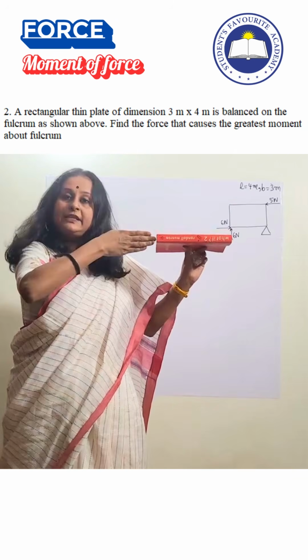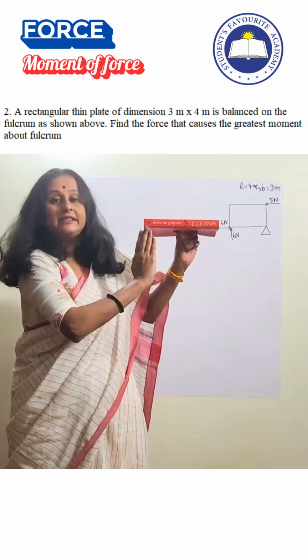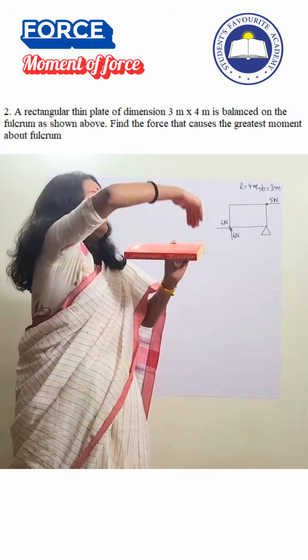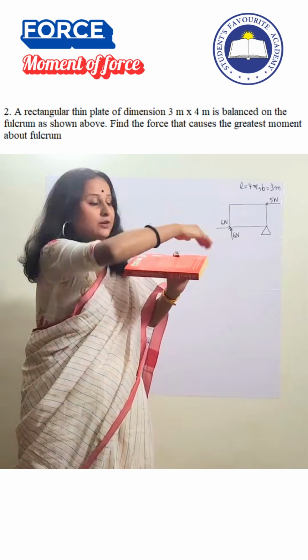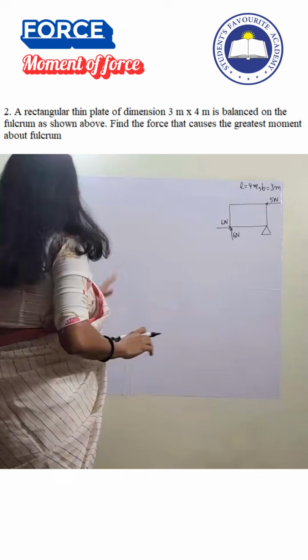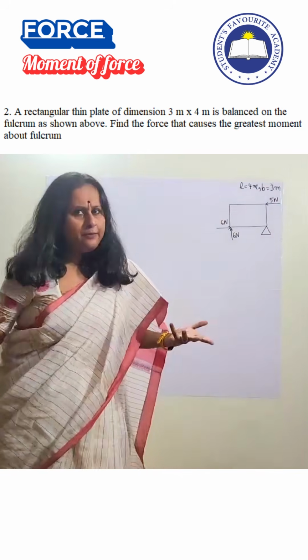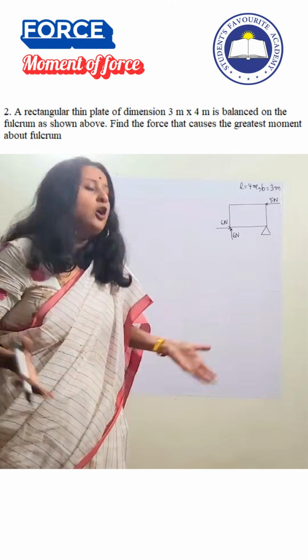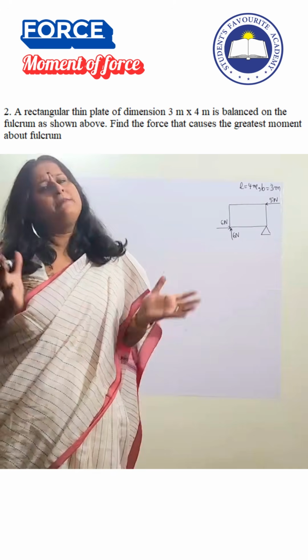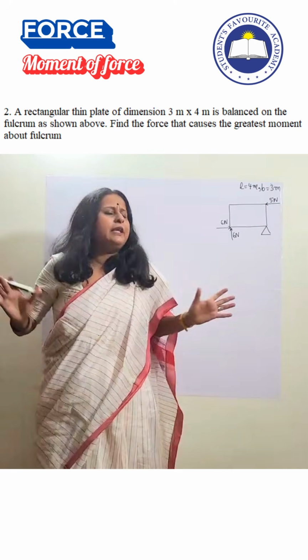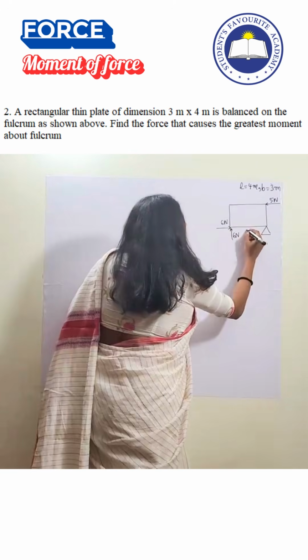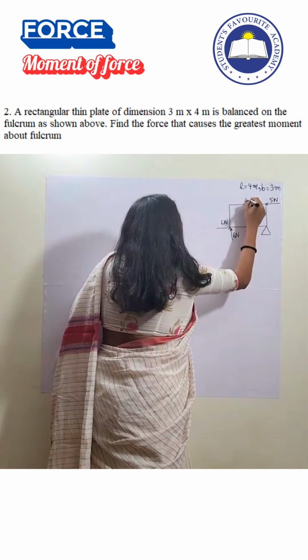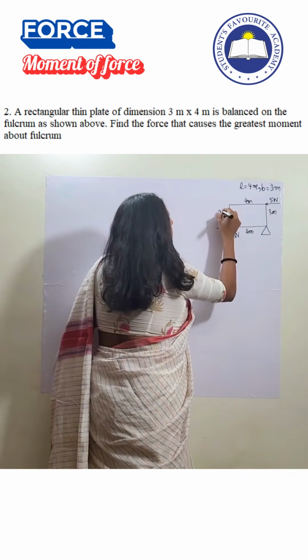There is a force of 6 Newton acting like this, there is a force of 6 Newton acting like this, and there is a force of 5 Newton acting somewhere over here. Now these forces are acting from different points. We have to find out which of the forces will cause the maximum torque, or we have to find out the value of the maximum torque. The question can be framed in any manner. 4 meter, 4 meter, 3 meter and 3 meter.